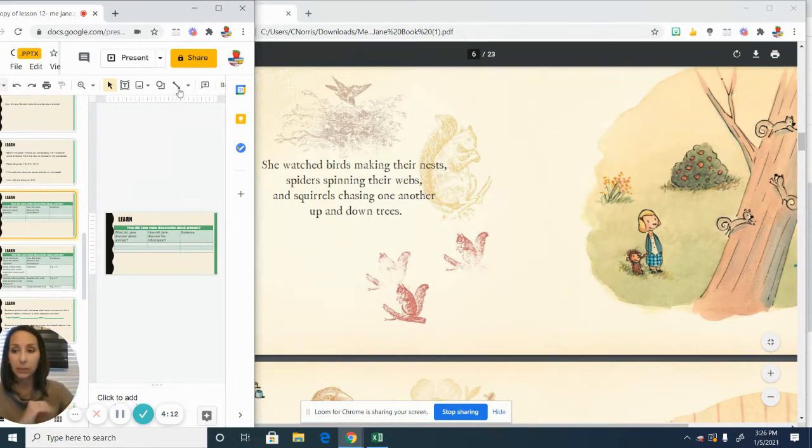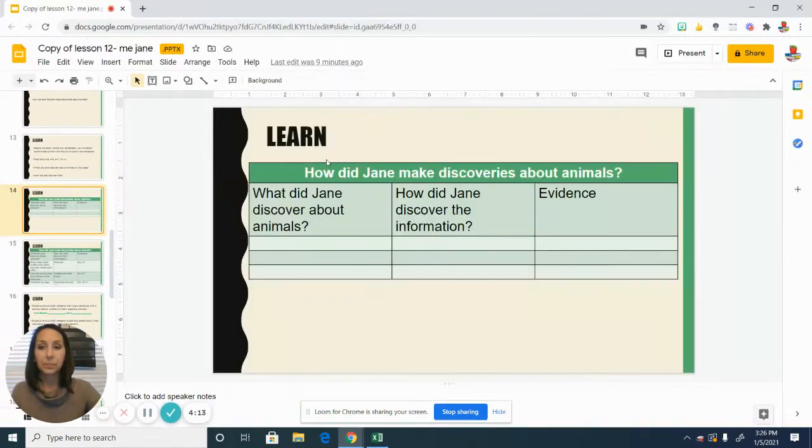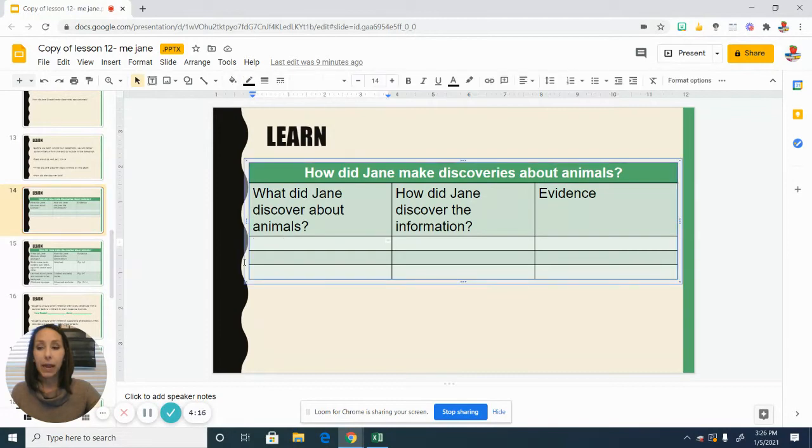So let's go back to the chart and fill in, and I will type this up and then I'll be right back. I'm going to put in the chart the animals that she observed, that she saw. And how did she discover the information? She just watched them in her backyard. And under the evidence, I'm going to put the page numbers where I found this part of the book. So I'll do the typing and then I'll be right back.